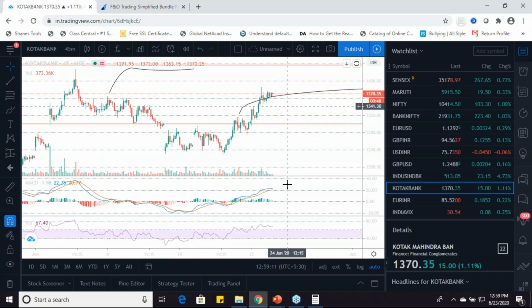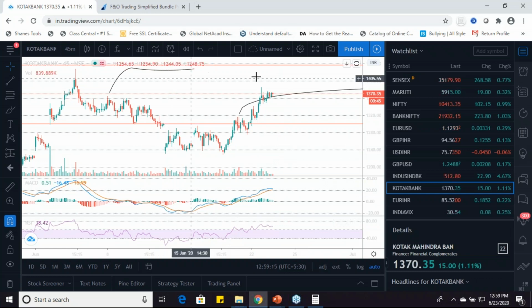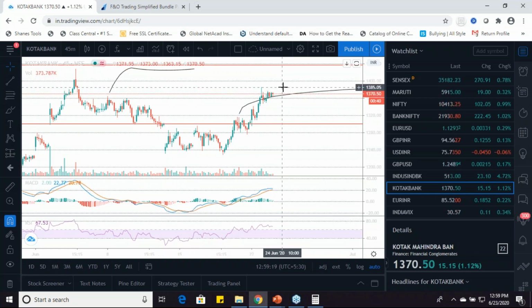Still on the upside, we can see the MACD and RSI both are giving an uptrend right now. It's consolidating, so let's wait and watch. Once it crosses the 1386 level, we can see further upside to the levels of 1426. On the downside, if it breaks the level of 1346, we can further see the levels of 1301 and 1303 on the downside. So that's what the Kotak Bank says.